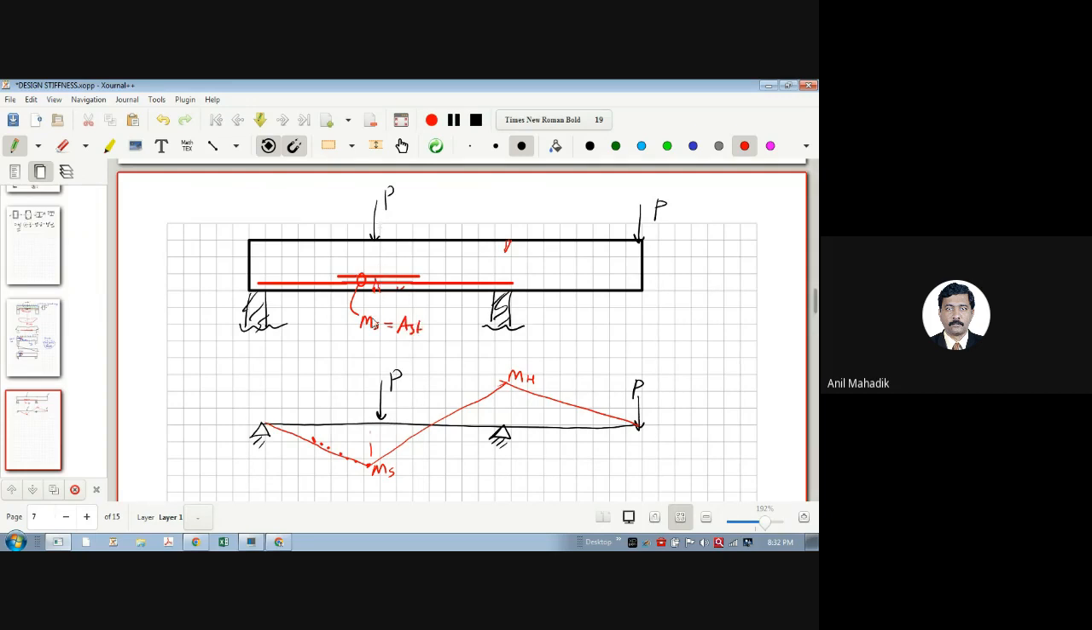This is more. Now what steel will I provide at this top? क्या रहेंगे? यहाँ क्या डालेंगे? There is a compression here. You can see here from this point to this point, bottom में tension है and top में compression है. So I will provide only nominal steel here to hold the stirrups. ऐसे stirrups डालने के लिए.